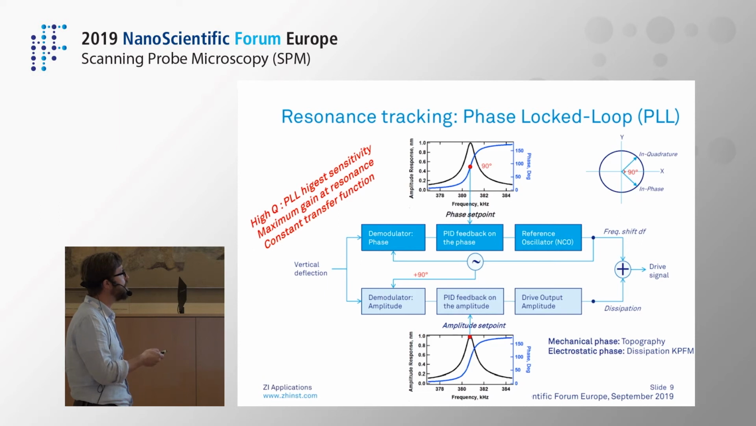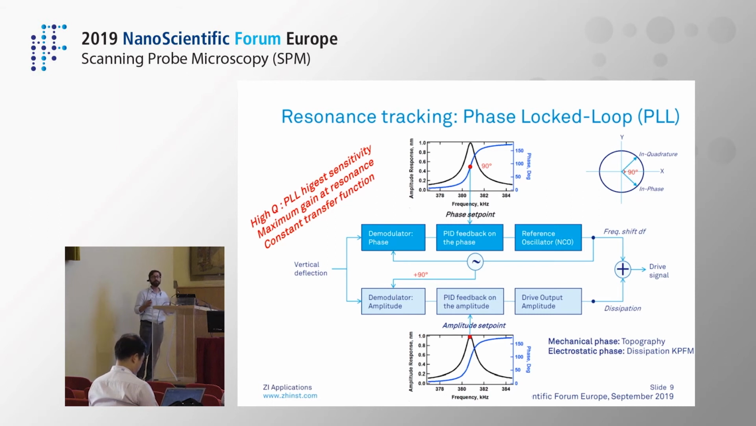So for instance, that would be the mechanical phase, but you could also have an electrostatic phase where you can project it onto the dissipation channel. That's called dissipation Kelvin probe. And even what Lucas showed this morning, dissipation also carries a lot of information, and it's nice to have it orthogonal because then you can distinguish the contributions differently.